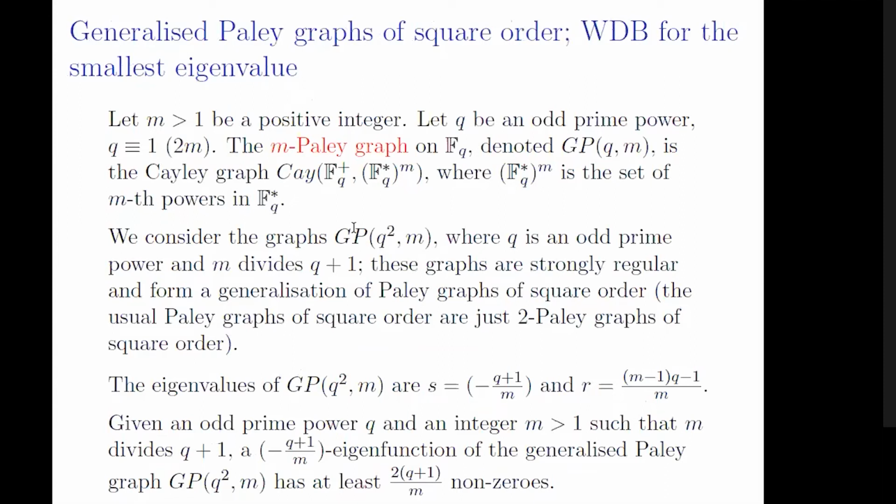And recently, we had a look at generalized Paley graphs of square order. Let m be a positive integer, m greater than 1. Let q be an odd prime power, q congruent to 1 modulo 2m. The m-Paley graph on F_q, denoted by GP(q,m), is the Cayley graph on the additive group of the finite field with the connection set consisting of all m-th powers in F_q star.